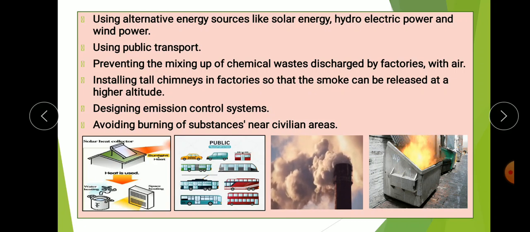Next, design emission control systems. Next is avoiding burning of substances near civilian areas such as garbage, waste or tires. If we burn them, they release lots of harmful gases. So what we do, students, if near your areas, is avoid burning of garbage.